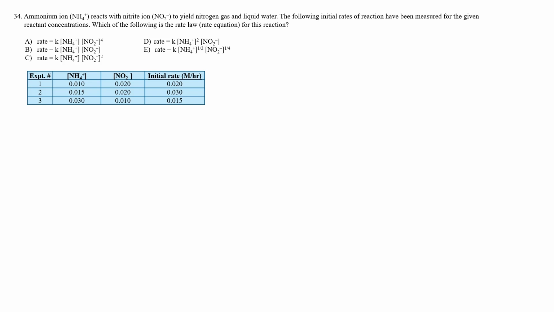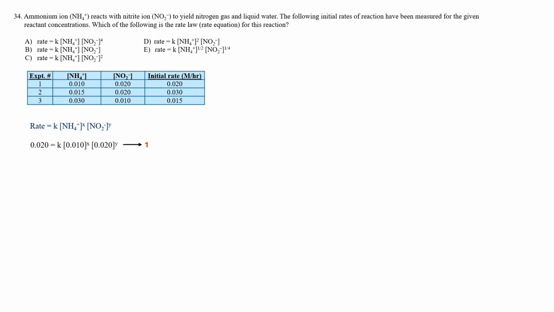Now you need to determine which of the following is the rate law for this reaction. There are 5 answers given. Let's calculate the order of the ammonium ion and the order of the NO2- ion. We can write the rate equation: rate is equal to the rate constant times... Assume the order with respect to ammonium is X and the order in terms of NO2- is Y.